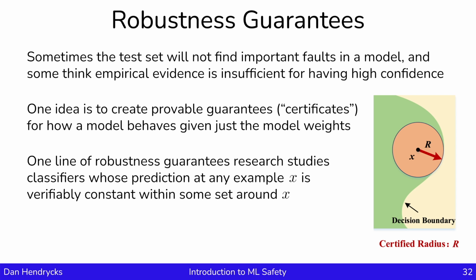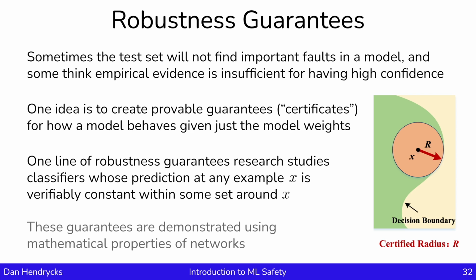One line of robustness guarantees research studies classifiers whose prediction at any example X is verifiably constant within some set around X. So in the figure at the right, if we have a new example seen during test time, we can prove that it will behave correctly on that example and in the set of examples around that example. Consequently, there's a sort of certified radius, so we can have some guarantees about how models will behave. These guarantees are demonstrated using mathematical properties of neural networks, so consequently, this is a research area where people with a theoretical background can make a difference.